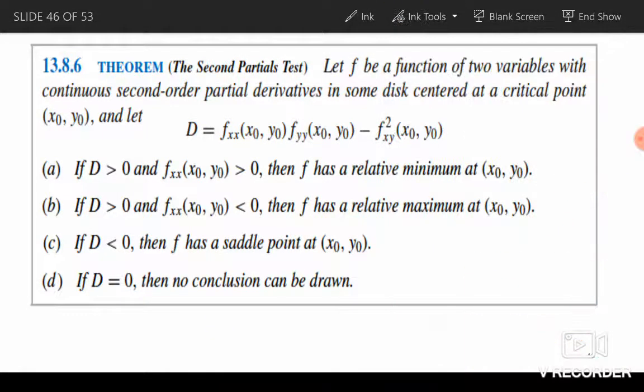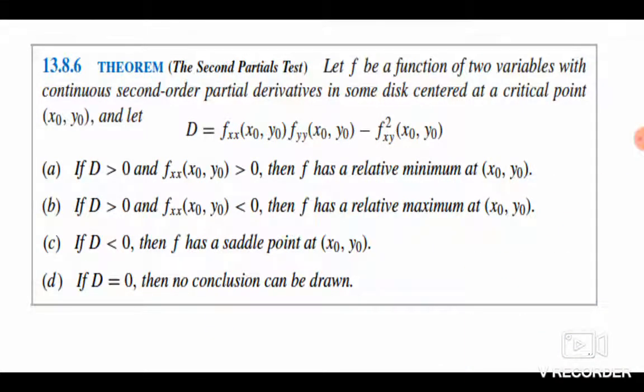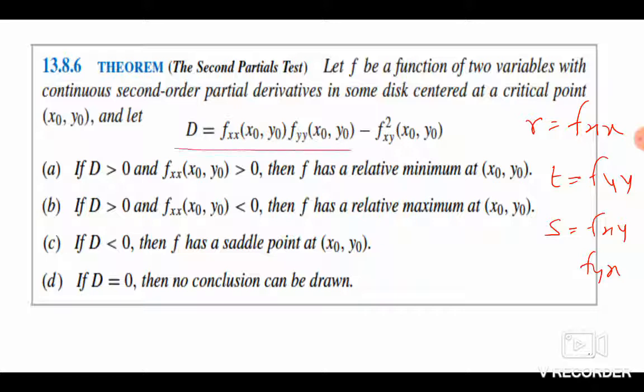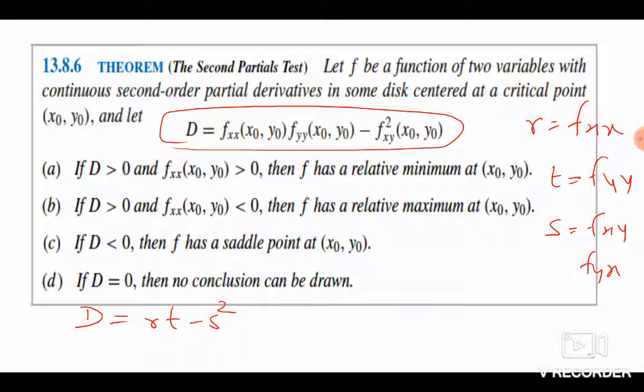and then we go for second derivatives. We have to find r, fxx; t, fyy, the second derivative with respect to y and again y; and s, fxy or fyx. You can find r, t, s. Then use them in this formula, we call this the discriminant d, rt minus s square.